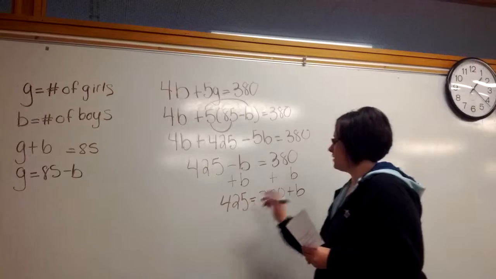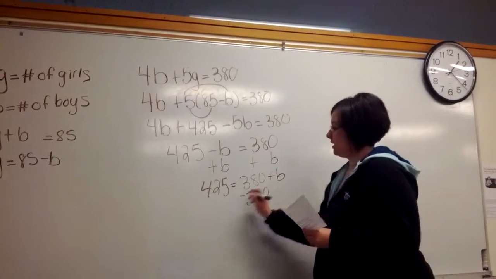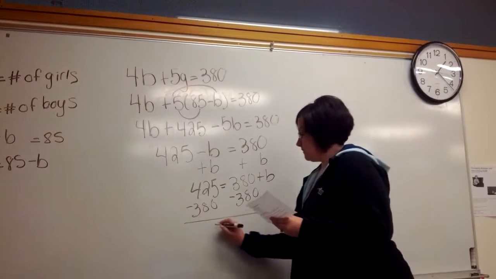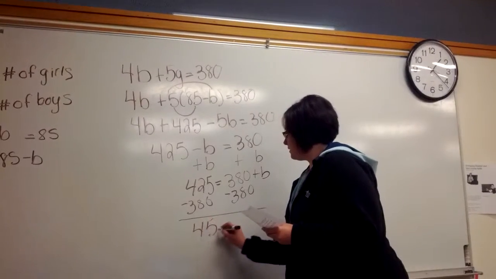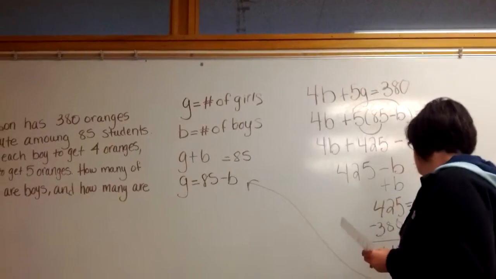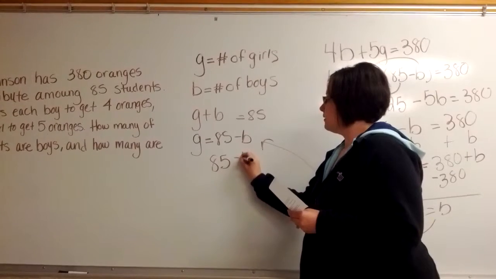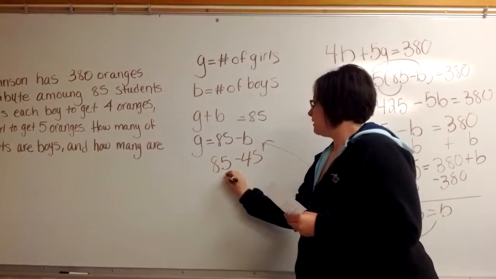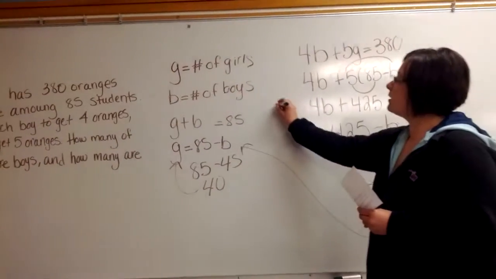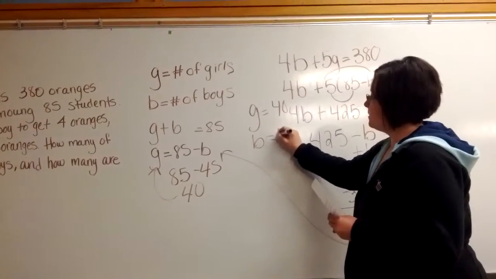and that equals 425. So now you can subtract the 380 from each side to figure out what b is. And that gives you 45 equals b. And then you just substitute that back into the equation, because now we know b is 45. So 85 minus 45 equals 40. And that's how many girls there are. So we know girls equals 40 and boys equals 45.